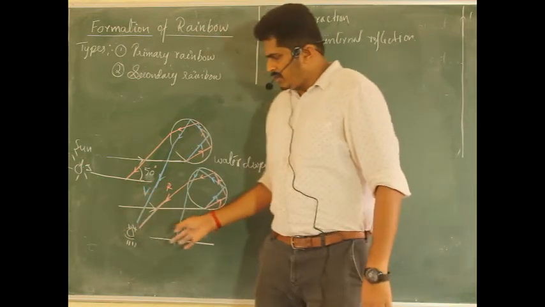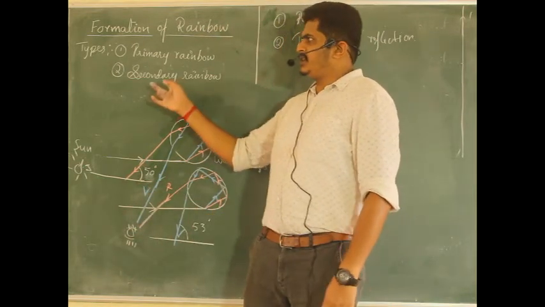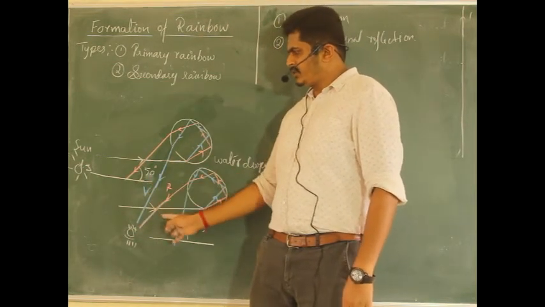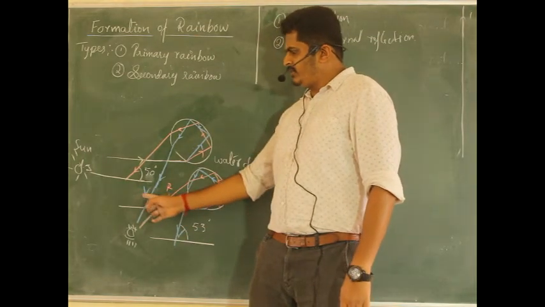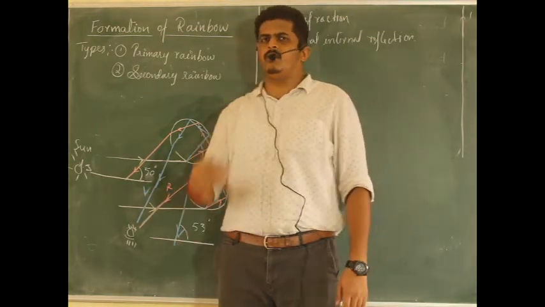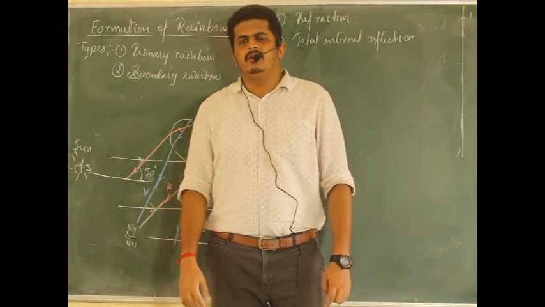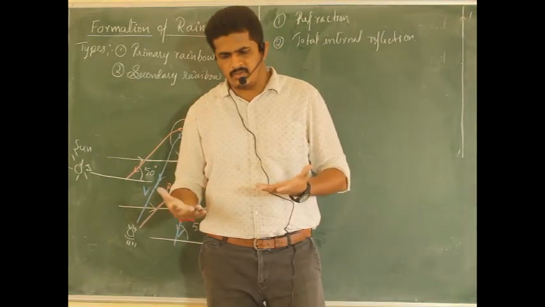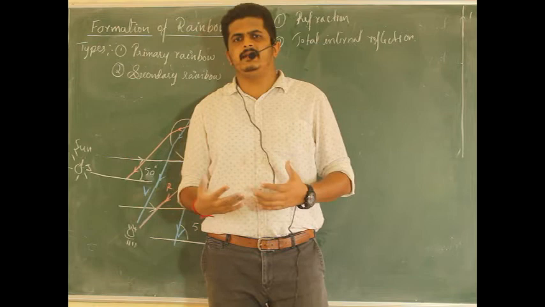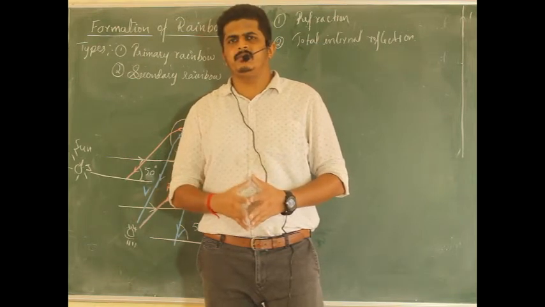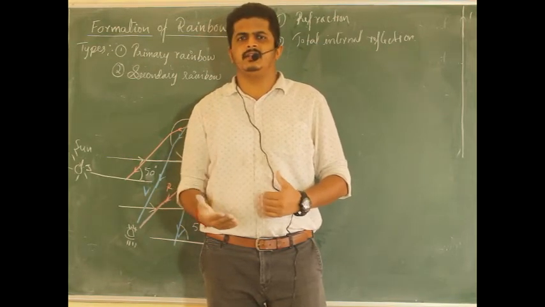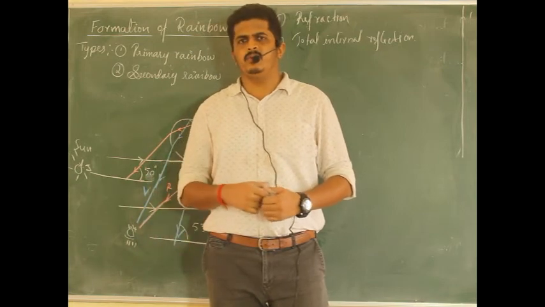And now in this case, what is that? Secondary rainbow. You can see here, violet will be at the top, red will be at the bottom, just the reverse. Now, there are 2 types of rainbows. Which one will be more intense? The answer is, the primary rainbow will have more intensity compared to the secondary rainbow.